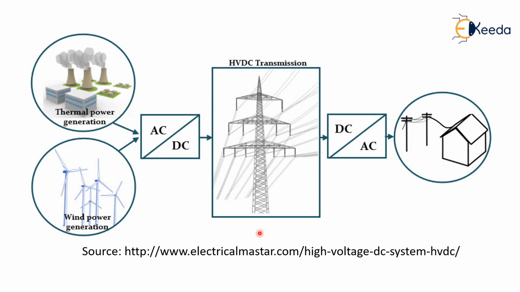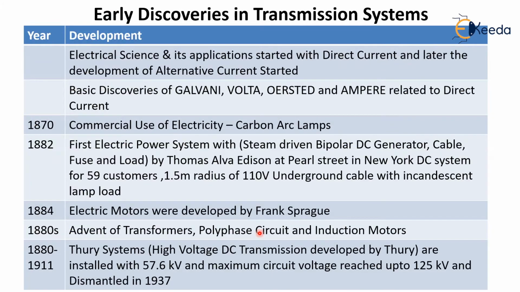So students, hope you have understood how HVDC is achieved in the transmission of electrical power supply. Let us continue with the early discoveries in transmission systems. We know that initially the electrical science and all the discoveries took place only with DC, and later on AC came into the picture. All the discoveries, like those by Galvani, Volta, Orsted, Ampere, everyone started with direct current only. And later it was improved to alternating current based on its advantages.